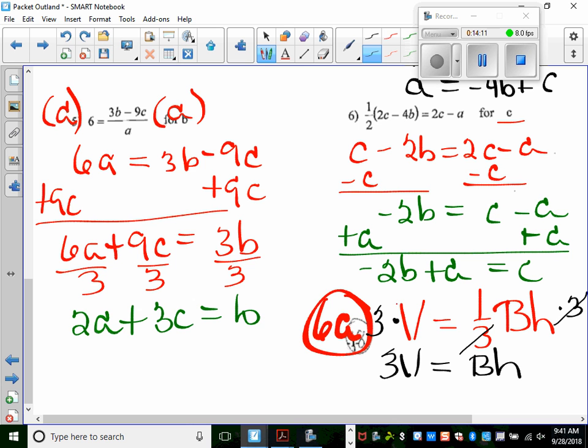Now, since I'm solving for h, which is being multiplied by B, how do I eliminate the B? Divide. Very good. You guys will listen to those words I'm saying because I say divide, or multiply, divide, and vice versa. So my answer is 3V over B equals h. Okay.